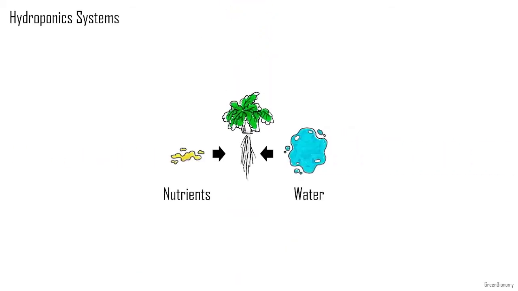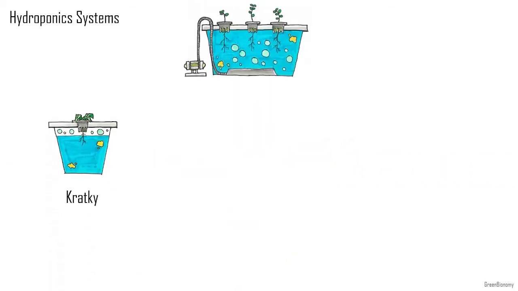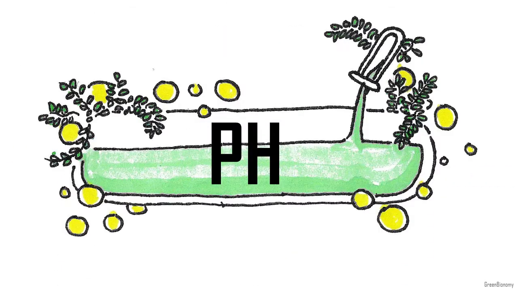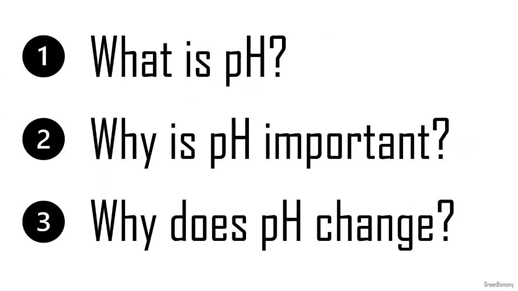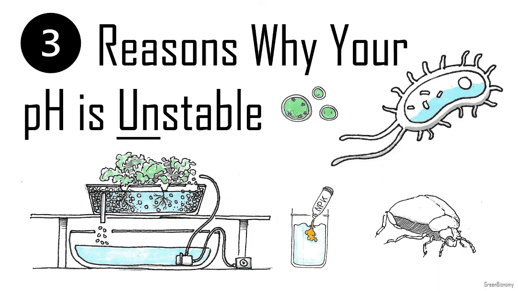I've already made a video explaining what pH is, why it matters, and why it changes. This video has a deeper look at the why-does-it-change question by analyzing the different things that can impact the pH in your hydroponic water. By understanding this, you can keep the pH more stable and grow a healthier plant.